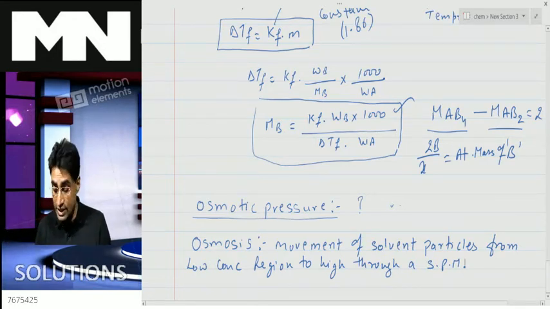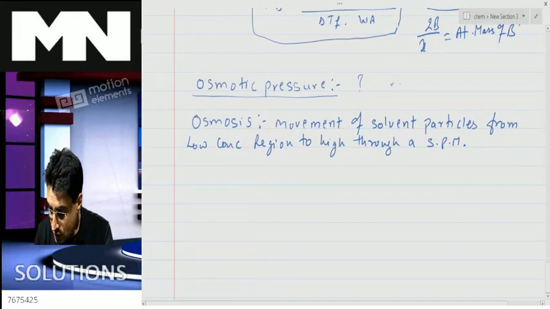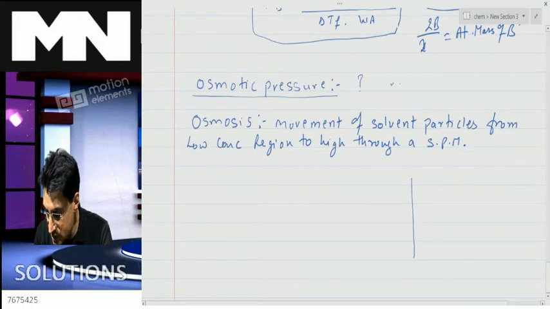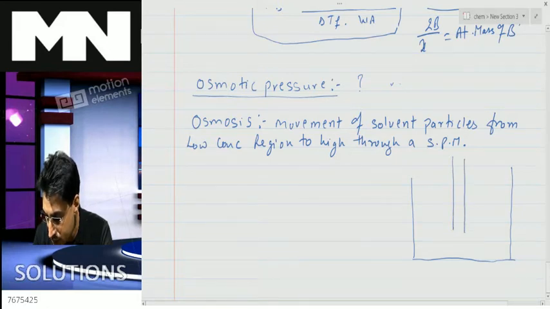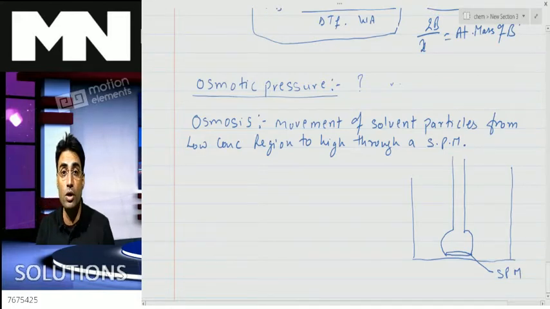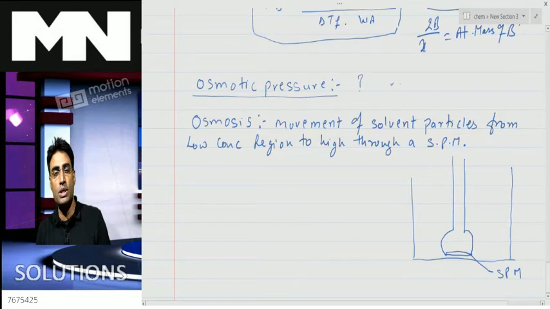I'll explain that with an example. Suppose I have got a container. In this container I have got an inverted funnel also, like this. And this funnel is fitted with a SPM, semi-permeable membrane, on its mouth. A semi-permeable membrane allows semi-permeability. That means the solvent particles can move only in one direction. They cannot move in both directions.